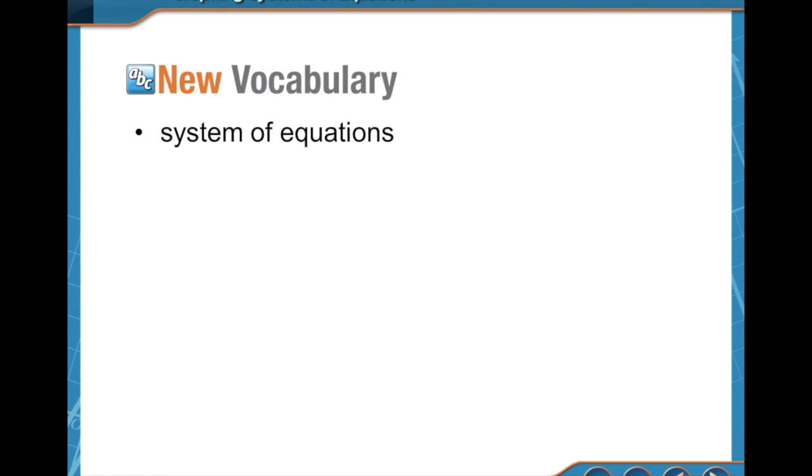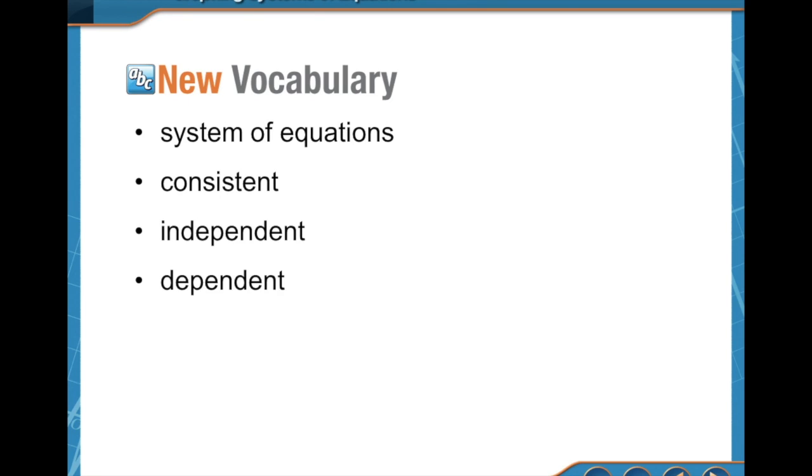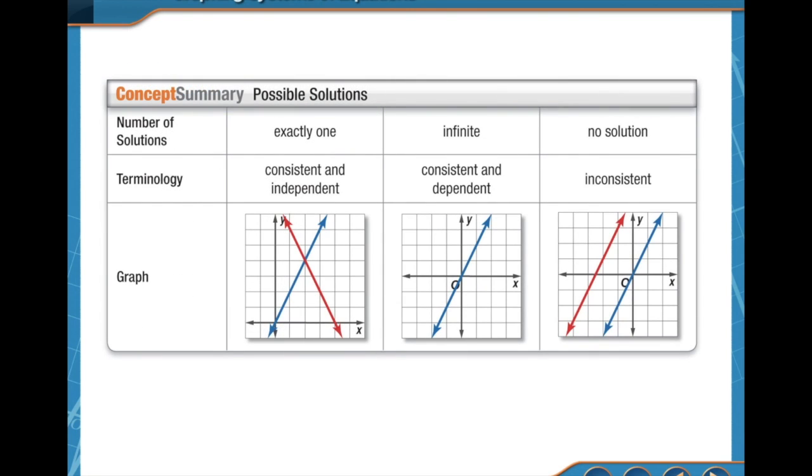So some vocab for this section. We have systems of equations. We have consistent, independent, dependent, and inconsistent. And we will talk about what those mean now. So we should have already had this info down and should be thinking about it. As we start, there are 3 different scenarios to consider.